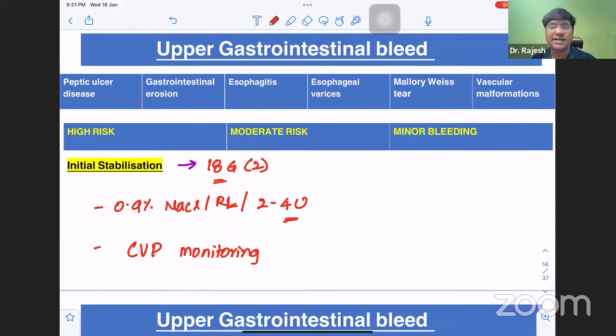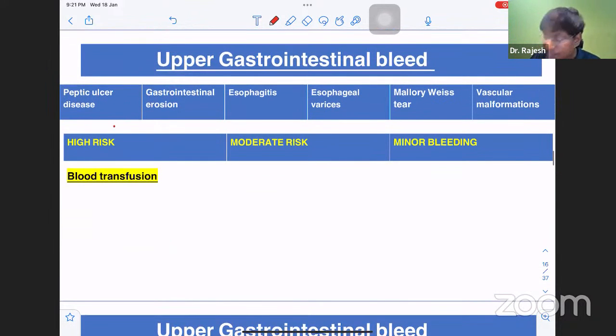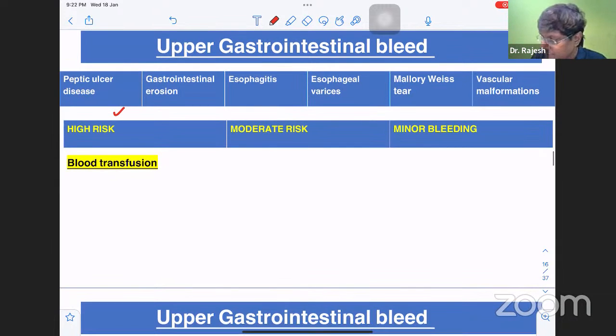Now, coming to the blood transfusion, right? What I am very much worried about is this high-risk patient. If I don't handle the patient immediately, I'll be seeing the death of the patient in front of me by cardiovascular collapse. Okay, so the high-risk patient is very, very important for me rather than the moderate or minor bleeding patient, right? So after the IV fluids, the next important thing is the blood transfusion. You have to give packed RBC.